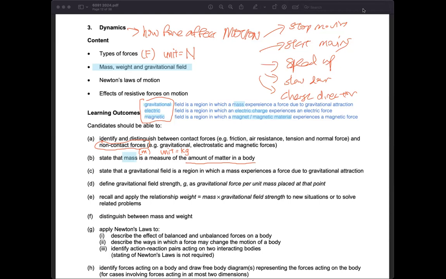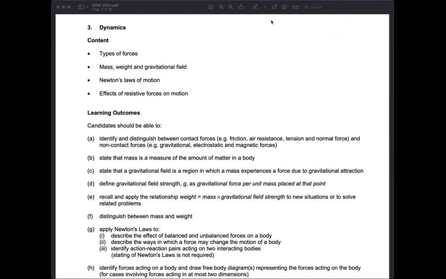Now, the next definition that we need to remember, which will help you understand, is this. We talked about gravitational field just now. Now we're going to add another word: gravitational field strength. Field, there's no meaning to it. It's just a place where your mass experiences a force, and this force is called weight. So gravitational field strength is basically the amount of gravitational force per unit mass. The symbol for gravitational field strength is g.